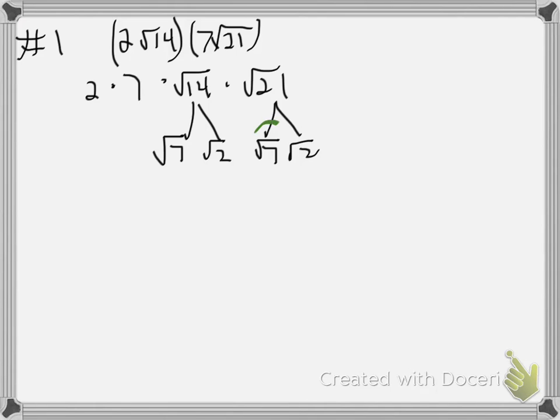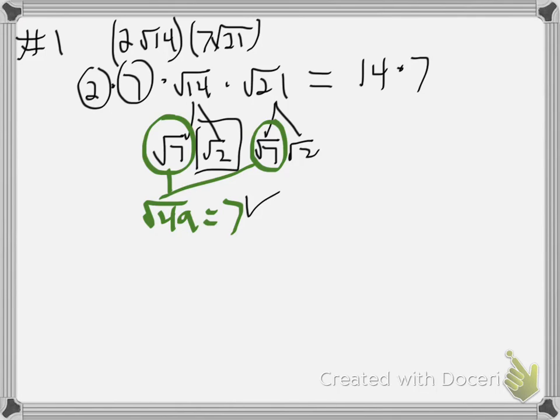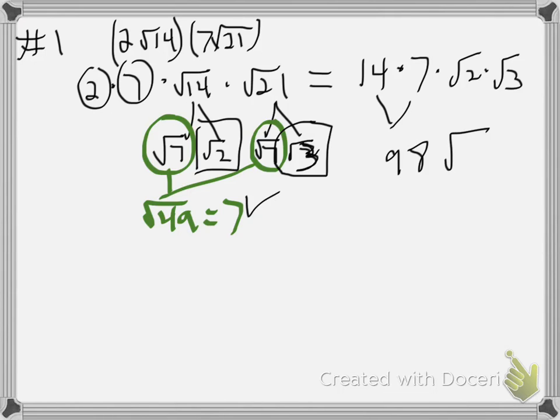Turns out that you have a square root of 7 and a square root of 7. That's a square root of 49, which is a normal 7. So when I rewrite this, this is 14, that's these two here multiplied, times 7, that's this one right here. And then I'm left with a square root of 2, this is actually a square root of 3, I just noticed that, times a square root of 3. Square root of 2 times a square root of 3. That's 98. That's root 6.